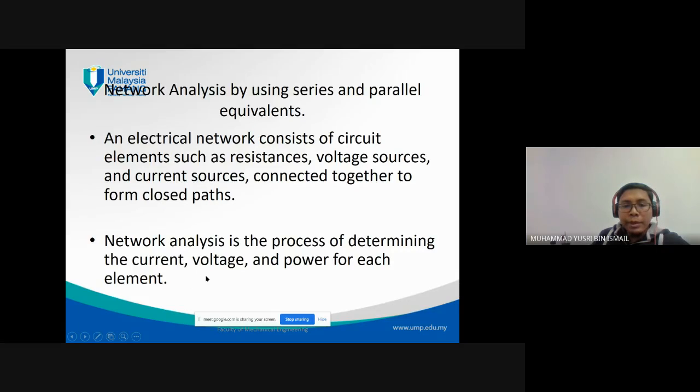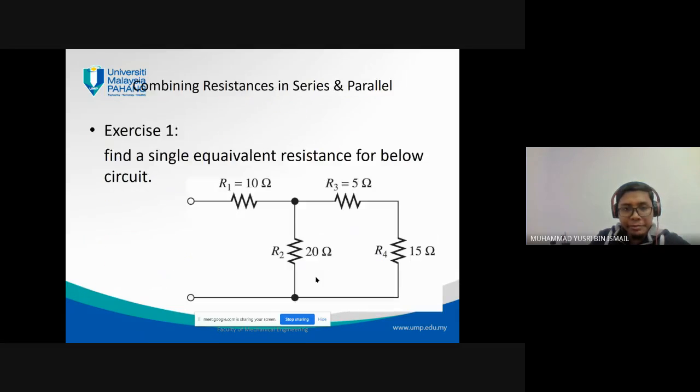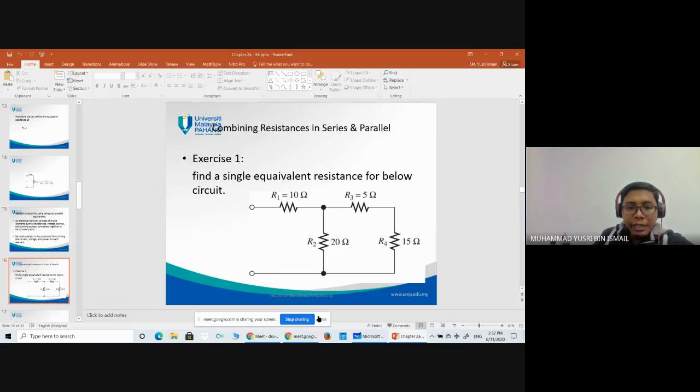So basically, once the electric current is flowing through the resistance, there will be a voltage drop, and there must be a power that is consumed by the element, which I already discussed with all of you during the previous lecture. Okay, let us do this simple example.